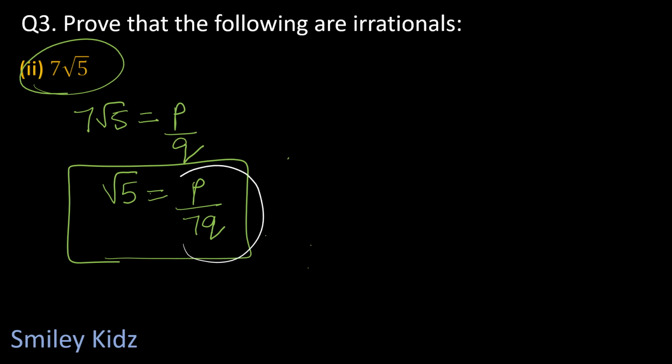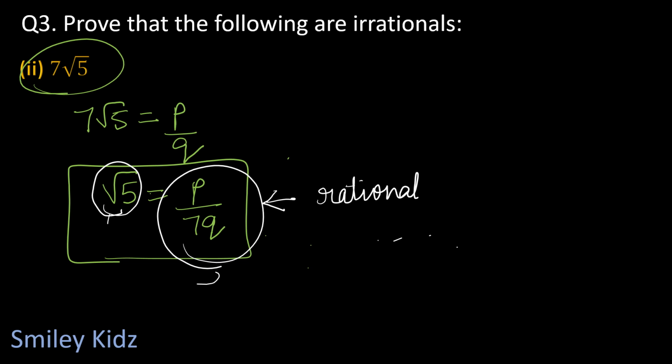Now wait, what? Have a look at the RHS. We are able to see that P upon 7Q is a rational number because P and Q are integers. Now what about the LHS? Root 5 is an irrational number. Again, it is a contradiction, isn't it? This contradiction has arisen due to the incorrect assumption that 7 root 5 is a rational number. So we conclude that 7 root 5 is an irrational number.